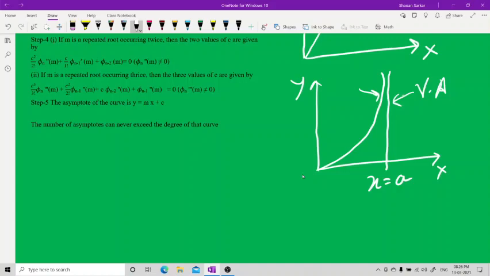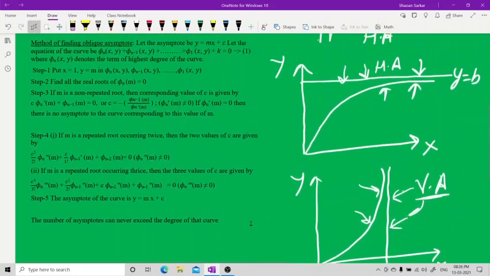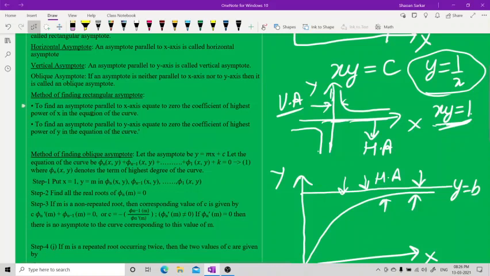ये लाइन x equal to a, ये लाइन वर्टिकल एसिम्प्टोट होगा इस कर्व का, क्योंकि ये लाइन इस कर्व को इंफिनिटी में टच करेगा, मतलब कभी नहीं टच करेगा, पैरेलल हो जाएगा, तो इसलिए ये लाइन बनेगा वर्टिकल एसिम्प्टोट। Now how to find the vertical asymptote and the horizontal asymptote? See, the way to find the horizontal asymptote is that you need to equate the highest power to 0.